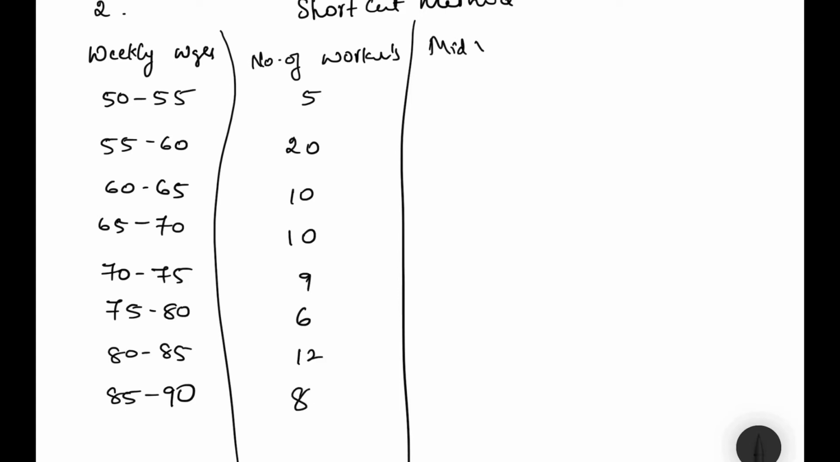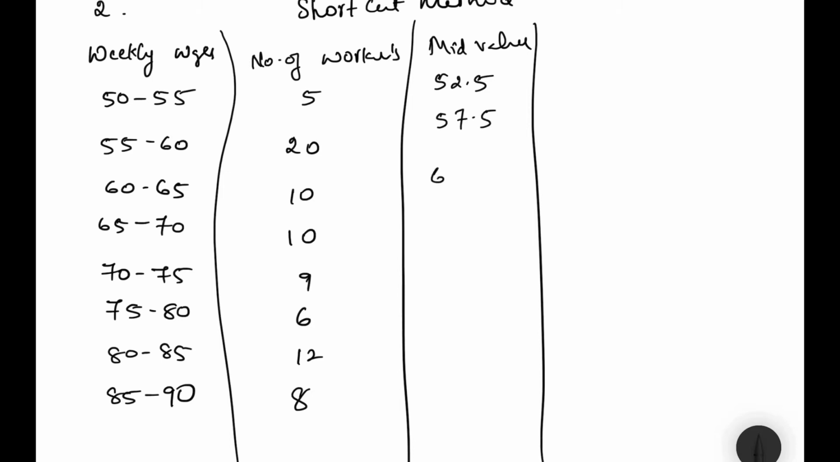Mid values we'll find. What will be the mid values for this? 52.5, 57.5, 62.5, 67.5, 72.5, 77.5, 82.5, 87.5. Now, before finding sigma fx, how will you write the shortcut?